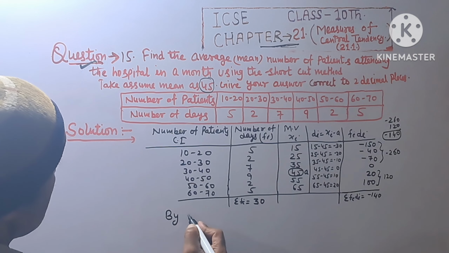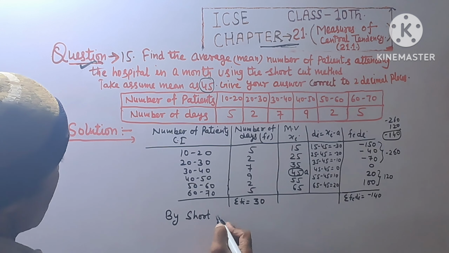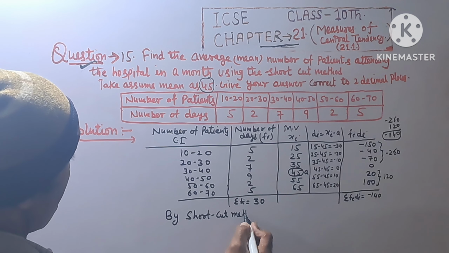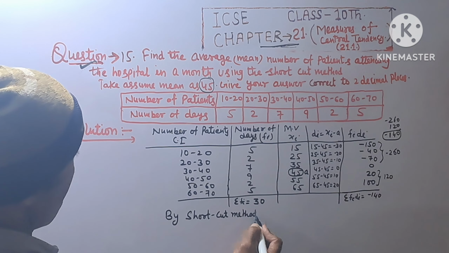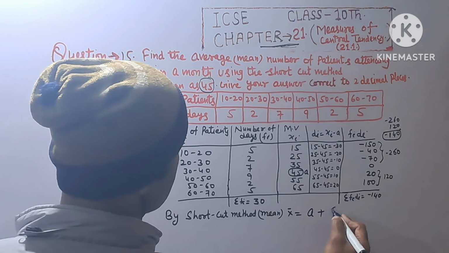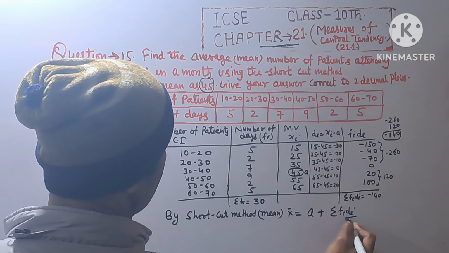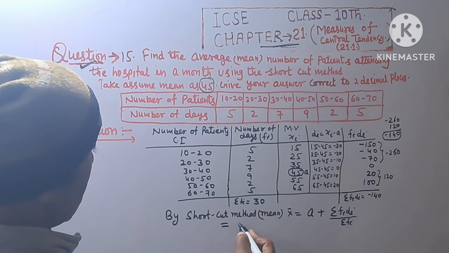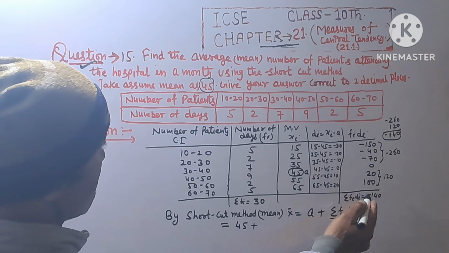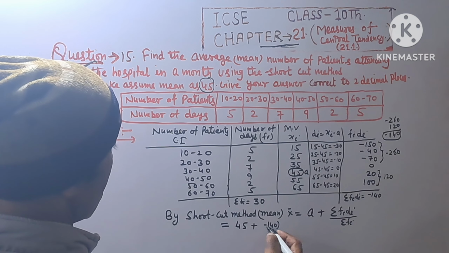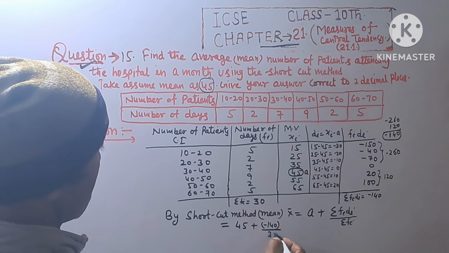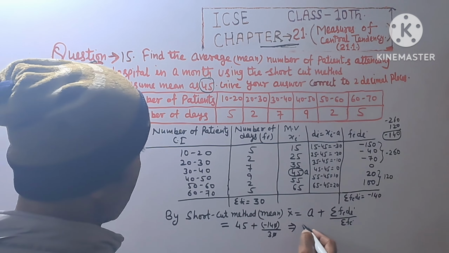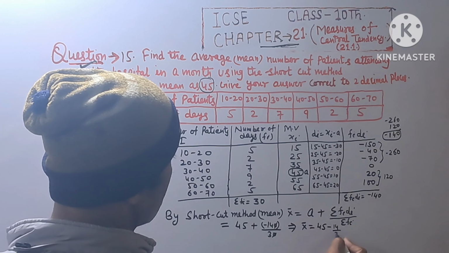By shortcut method, mean x dash equal to a plus summation fi di upon summation fi, that is equal to a is 45 plus summation fi di is minus 140 divided by sum of frequencies 30. 0, 0 is cancelled, which implies mean x dash equal to 45 minus 14 upon 3.